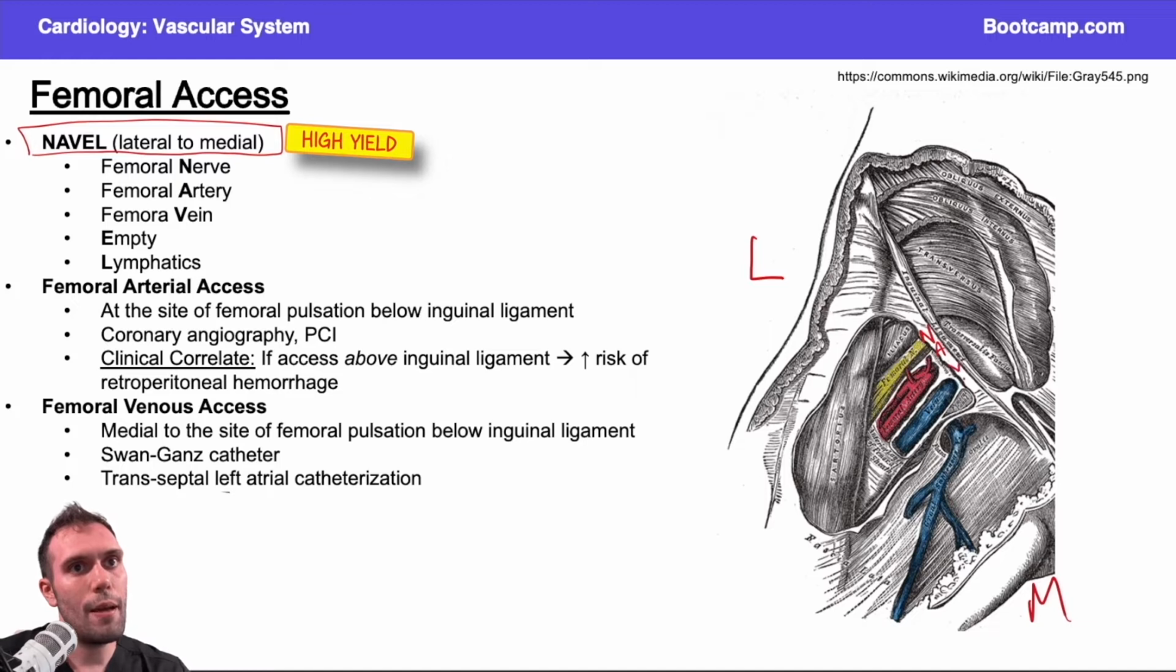We have an empty space, and then we have some lymphatics, which are not really depicted well in this image. The femoral nerve is the only structure here that is not enclosed in the femoral sheath. Okay, so that's one of those one-off facts just to be familiar with. So the femoral nerve is not contained within the femoral sheath. And if you look closely, you can see this is the femoral sheath here. Okay, and you can see that the artery, the vein, and the lymphatics will usually be in this femoral sheath.